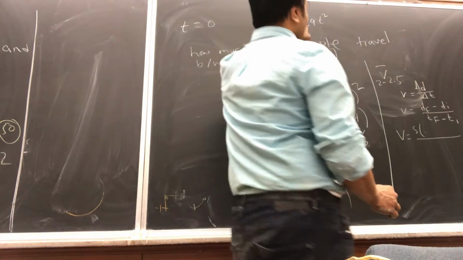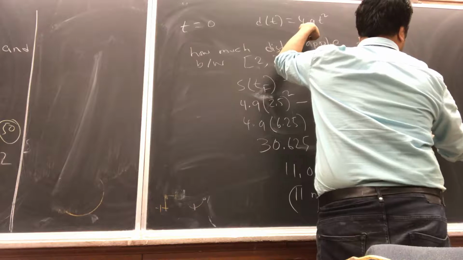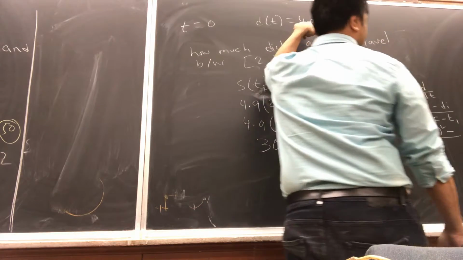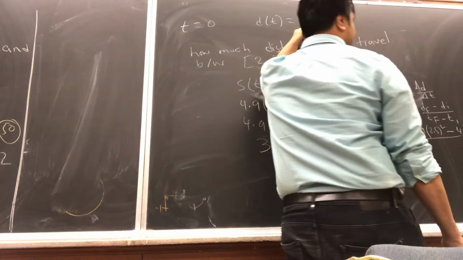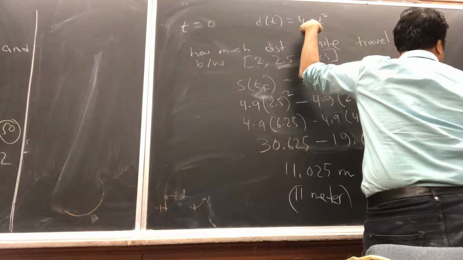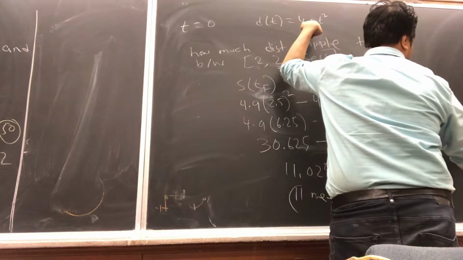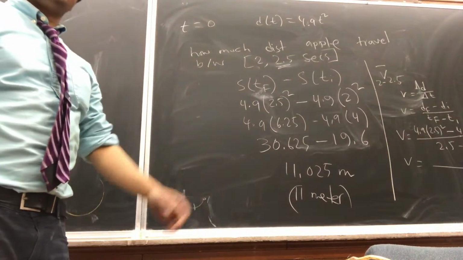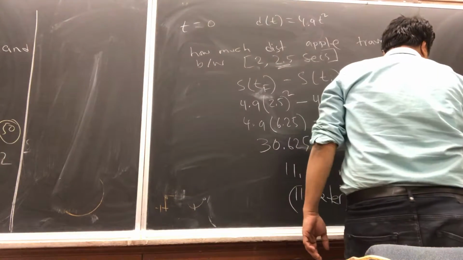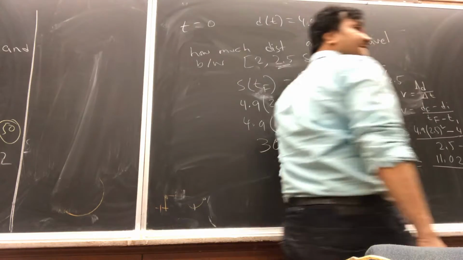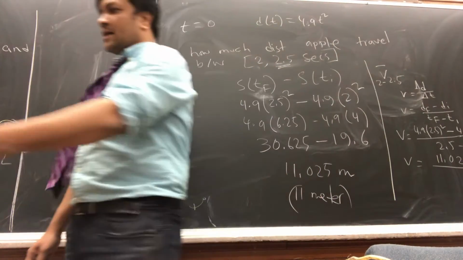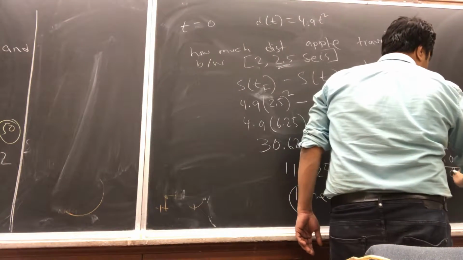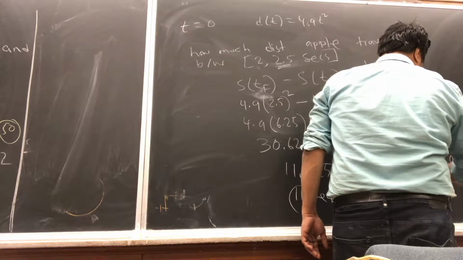So 4.9 times 2.5 squared minus 4.9 times 2 squared, over 2.5 minus 2. On the top, what are you going to write? 11.025. On the bottom, what are you going to write? 0.5.